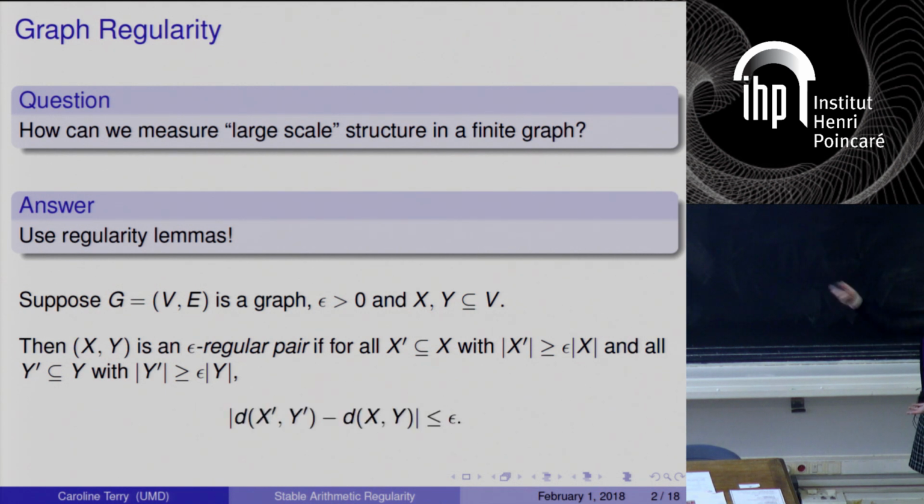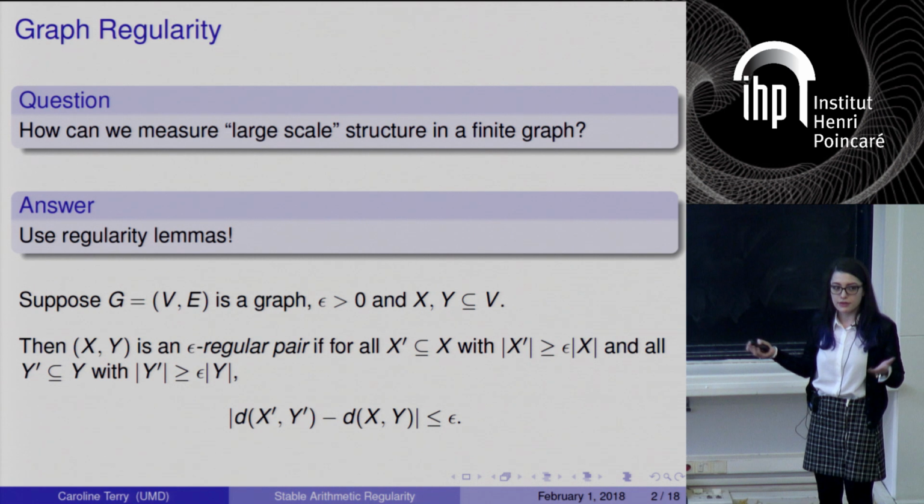This says that the density of edges between X' and Y' is at most epsilon away from the original density of the pair you started with. If you don't know what the density is, the density d(X,Y) is just the number of edges between X and Y divided by the size of X times the size of Y. So it's the proportion of possible edges you could have.